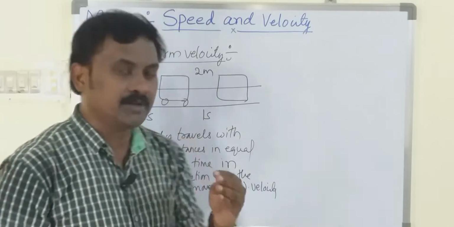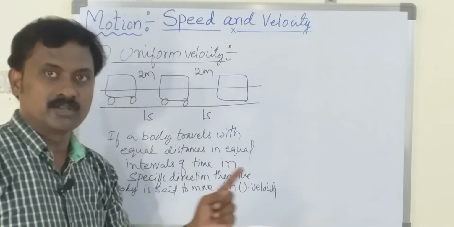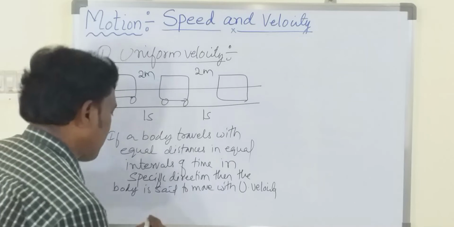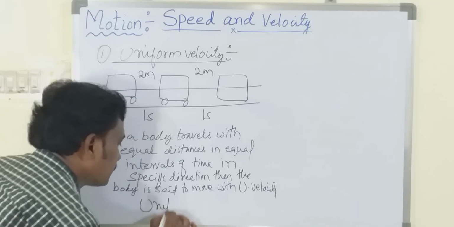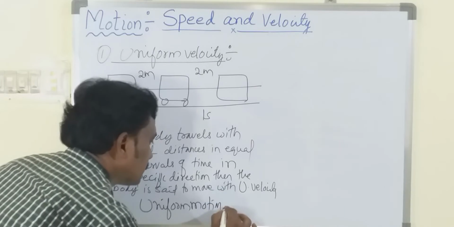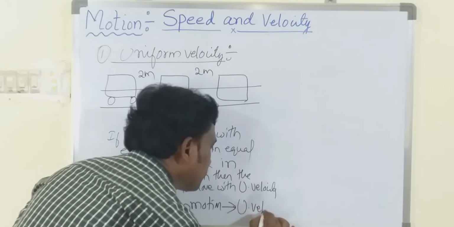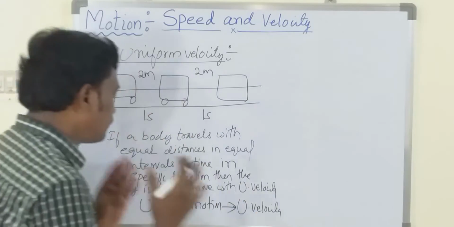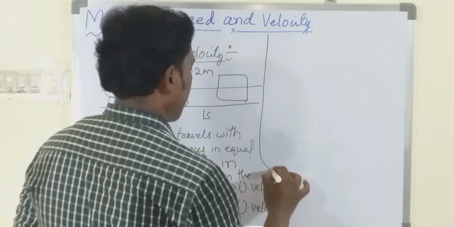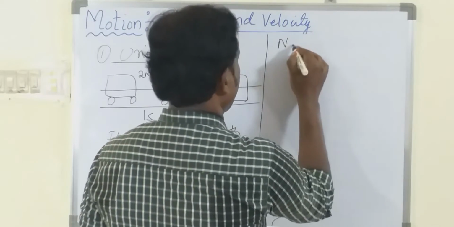And a very important point you have to remember here is, if the body is moving with uniform velocity, then we say that the body is moving with uniform motion. If the body moves with uniform velocity, then that motion we call uniform motion. Now, coming to non-uniform velocity.